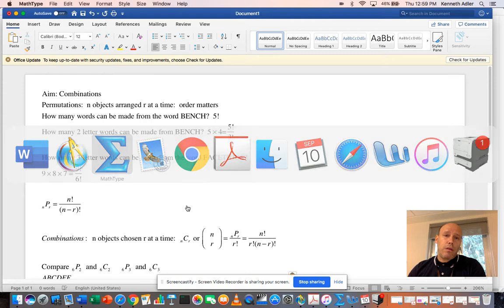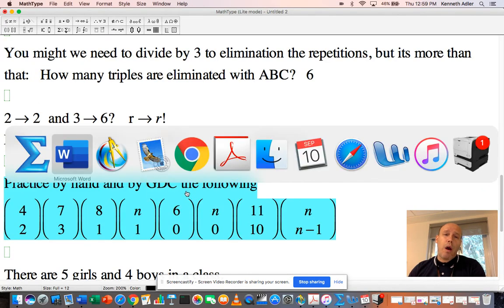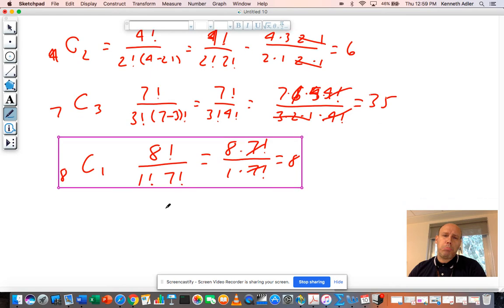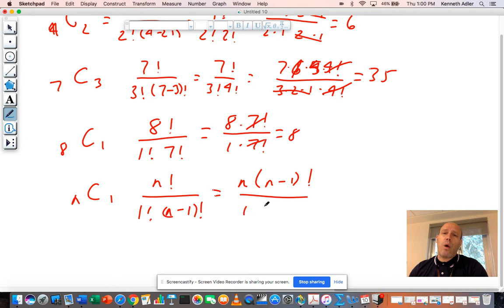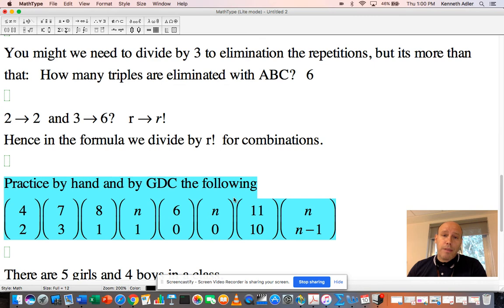The next problem is n choose 1. N factorial over 1 factorial times n minus 1 factorial. Well, that's n times n minus 1 factorial over 1 times n minus 1 factorial. Final answer, n. How many ways can I choose 8 things one at a time? 8. Interesting. Next question.